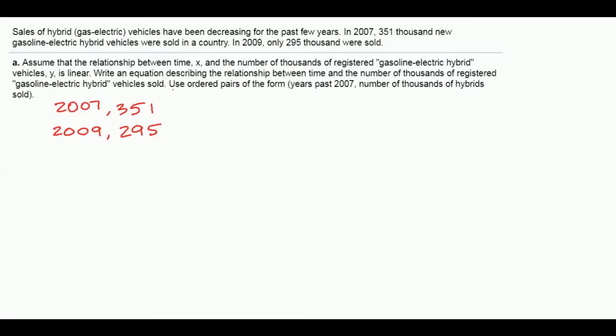So x in this problem will be time in years, but x is not year. X is the number of years past 2007. So first pair of numbers will give us point where x equals number of years after 2007. It's 0 years. And number of vehicles the same, 351.